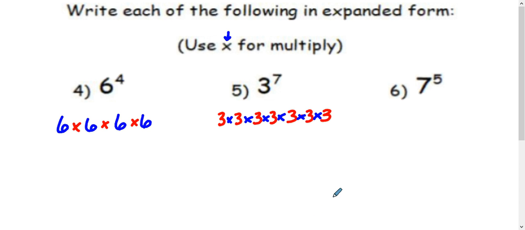In example 6, we're asked to write it in expanded form using an x for a multiplication symbol. So first of all, what is the base? The base is the larger number, so it's 7. And how many times are we going to multiply that 7? 5 times. So we're going to say 1, 2, 3, 4, 5. Except remember, we should be using an x as we type it in to show multiplication.